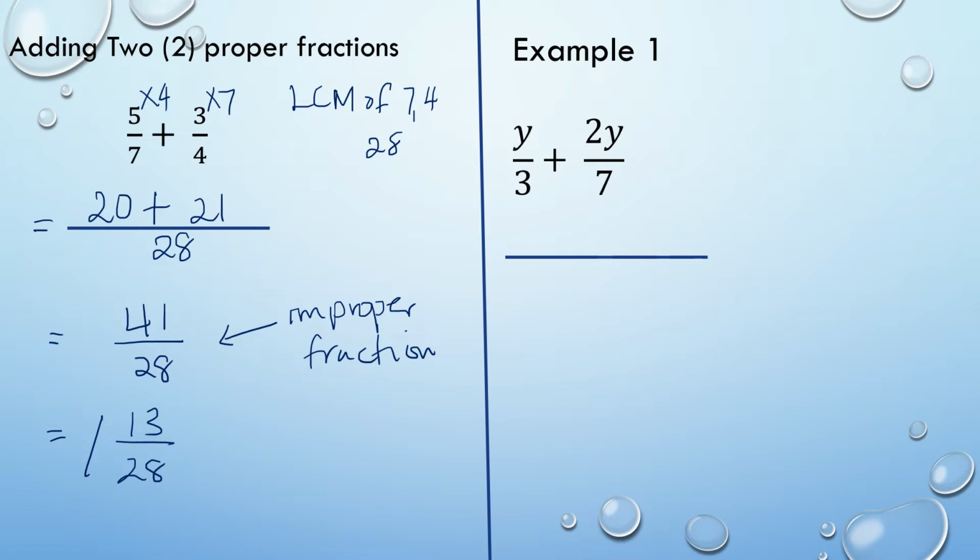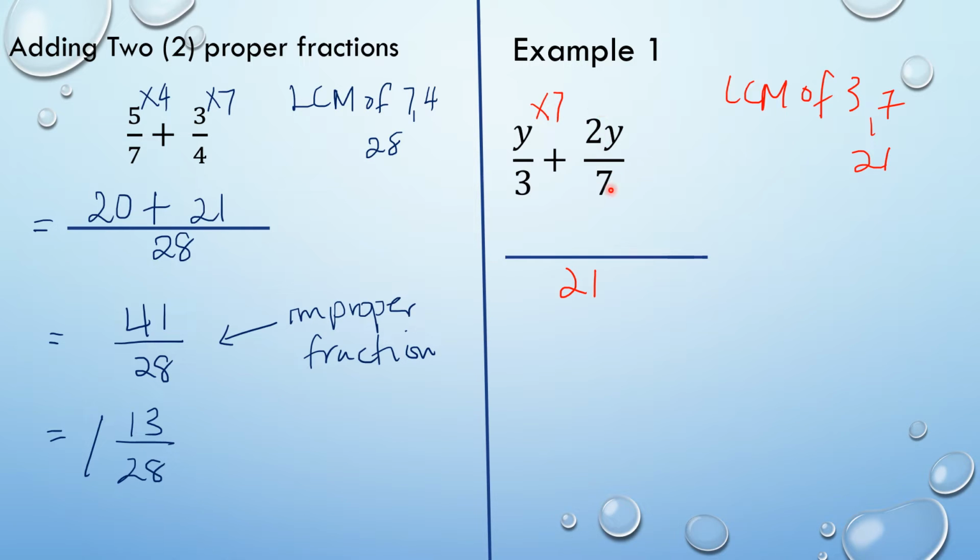Let's go to our first example of an algebraic fraction. Here we have y/3 plus 2y/7. The first step, let's use a different color, is to find the LCM of 3 and 7. Again, we multiply and we get 21. 3 times 7 is 21, so that's our LCM. The rule is denominator 3 into 21: how many 3s are in 21? That's 7. We multiply the numerator by that number.